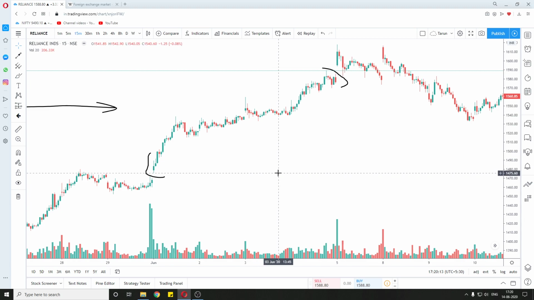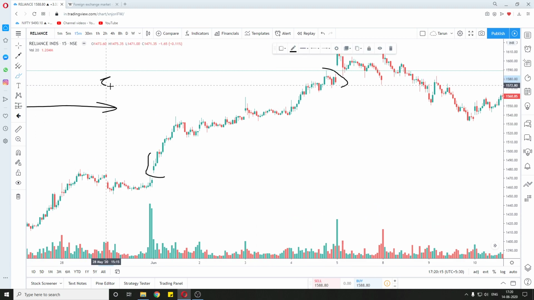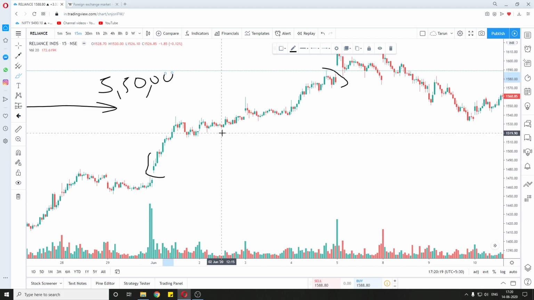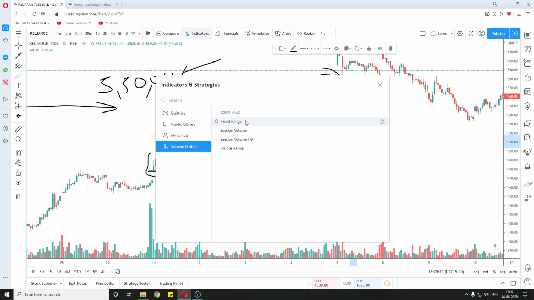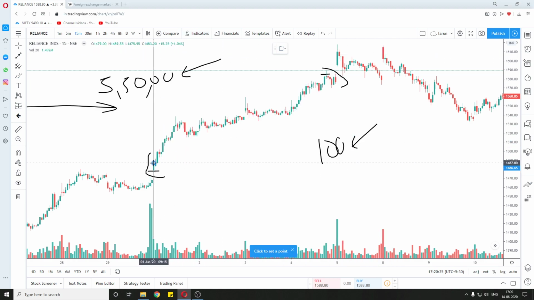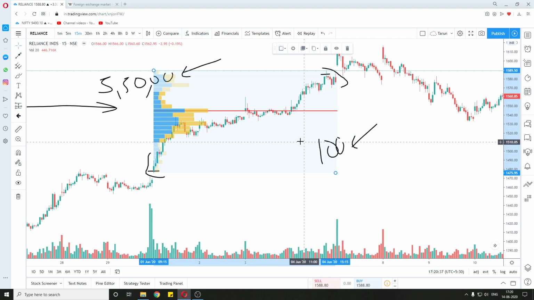But now we want to know at what price the maximum number of shares were traded. I mean, there's a huge range, 1478 till 1584, that is a 100-point range. Now we want to know at what price the maximum number of shares were traded. That's why we use the volume profile, which will tell us that the maximum shares were traded at this price.